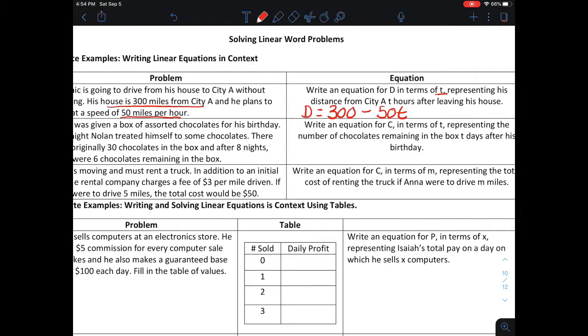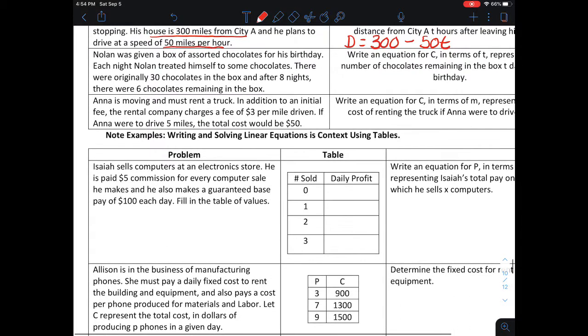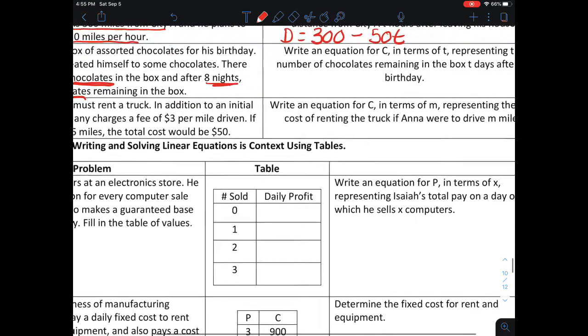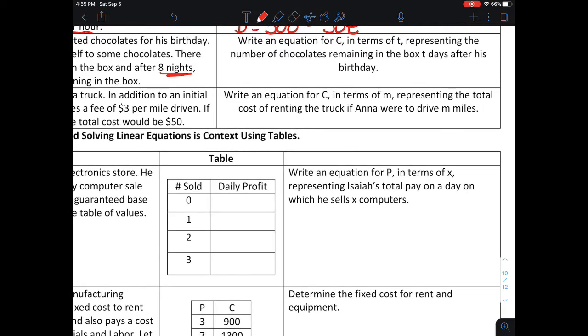Now let's look at the second one. All right, Nolan's given a box of chocolates on his birthday. Each night, Nolan likes to eat some sweets, so he eats some chocolates. There were originally 30 chocolates in the box. After 8 nights, he only had 6 chocolates left. So I want to write an equation for C in terms of T, representing the number of chocolates that will remain in the box T days after his birthday.